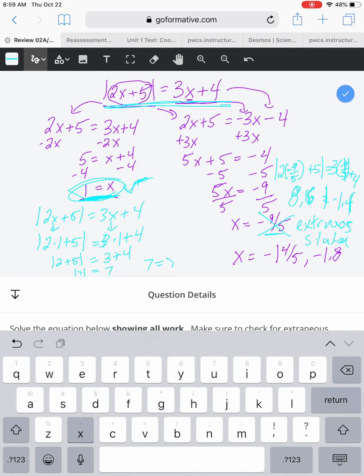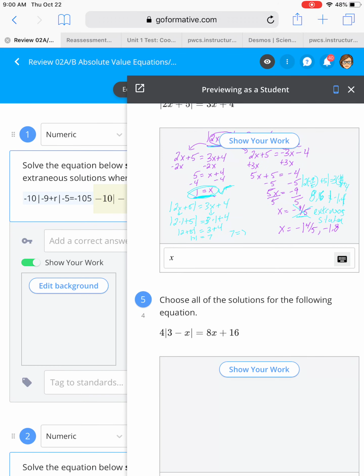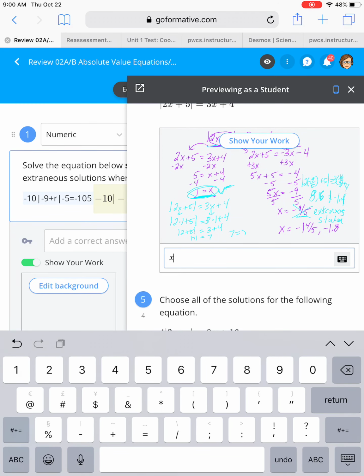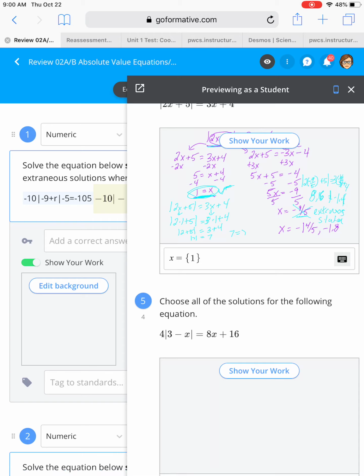And so the only thing that I'm going to put in for my answer is x is equal to 1. Okay, that was the only one that's a solution. You don't put the extraneous solution because it's not the correct answer.